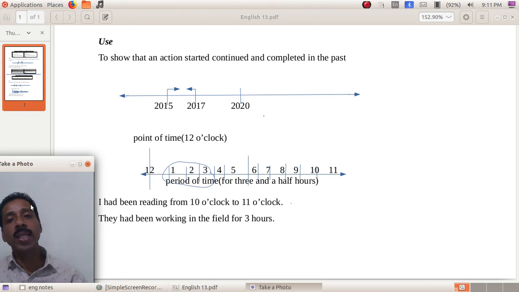And then conjugation of irregular verbs. We have learned that V1, V2, V3 and V1 ing.